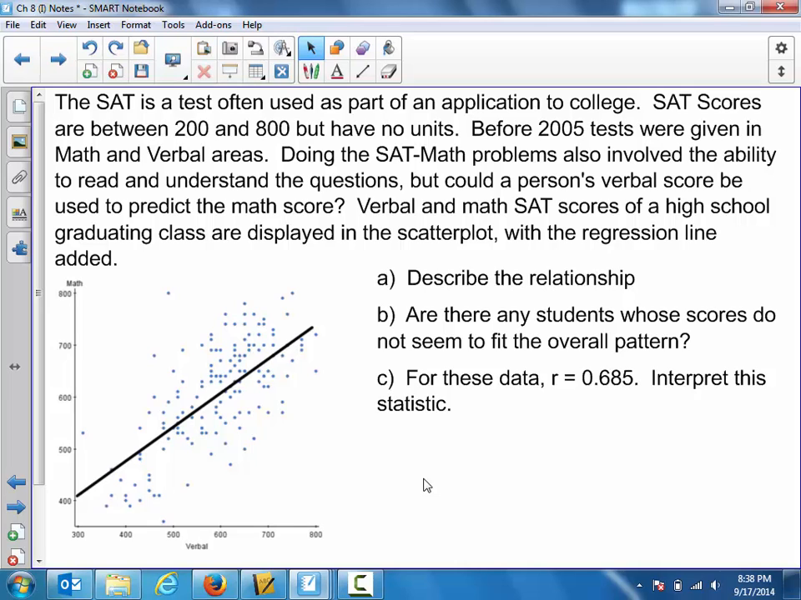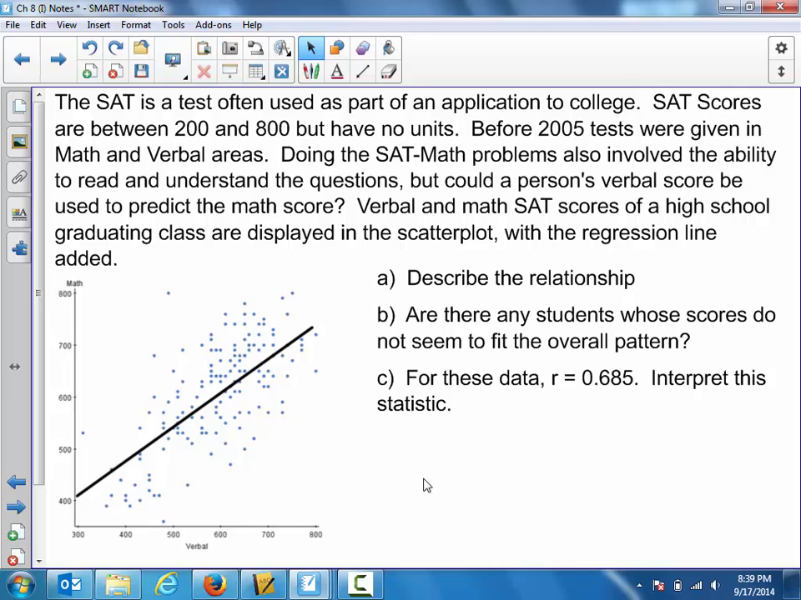The SAT is a test often used as part of an application to college. SAT scores are between 200 and 800, but have no units. Before 2005, tests were given in math and verbal areas. That's the SAT I took as well. Doing the SAT math problems also involved the ability to read and understand the questions, but could a person's verbal score be used to predict the math score? Verbal and math SAT scores of a high school graduating class are displayed in the scatter plot with the regression line added. Describe the relationship.